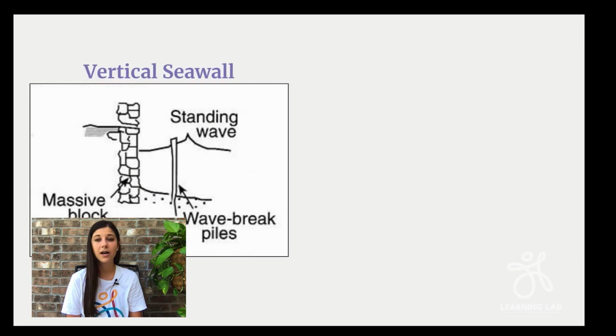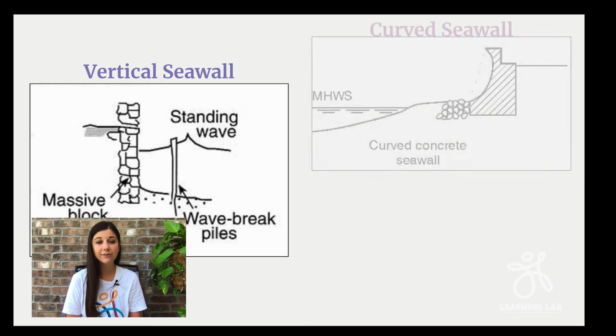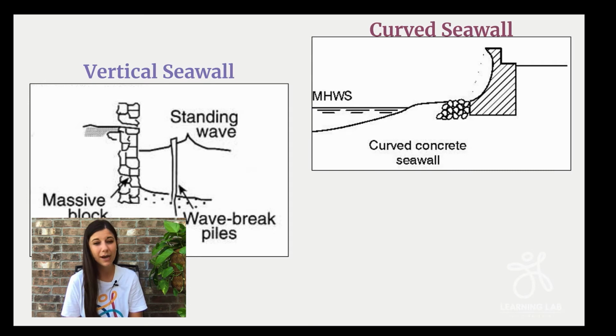The first seawall is vertical. A vertical seawall is just a flat wall made of concrete. The second type of seawall is a curved seawall, which you can probably guess means that it has a curved shape. This one is also made of concrete.